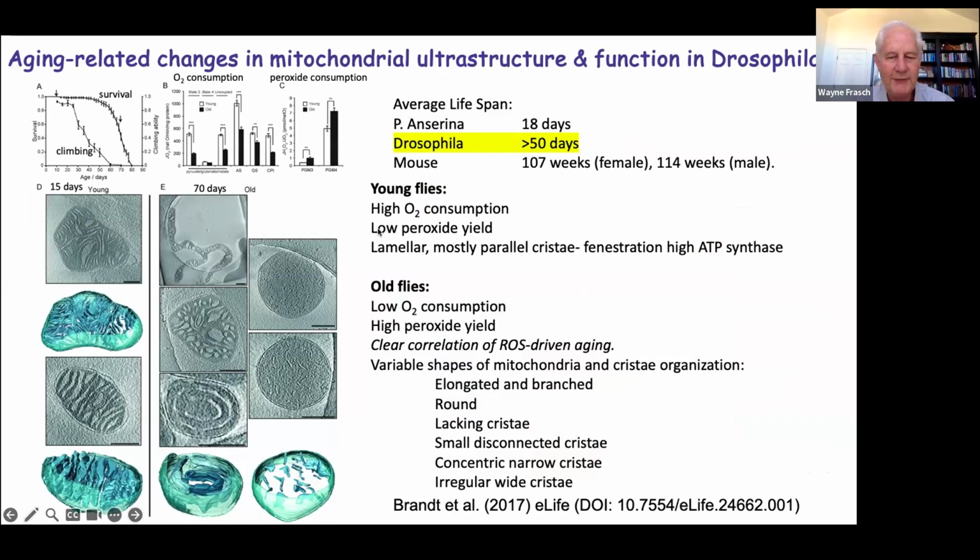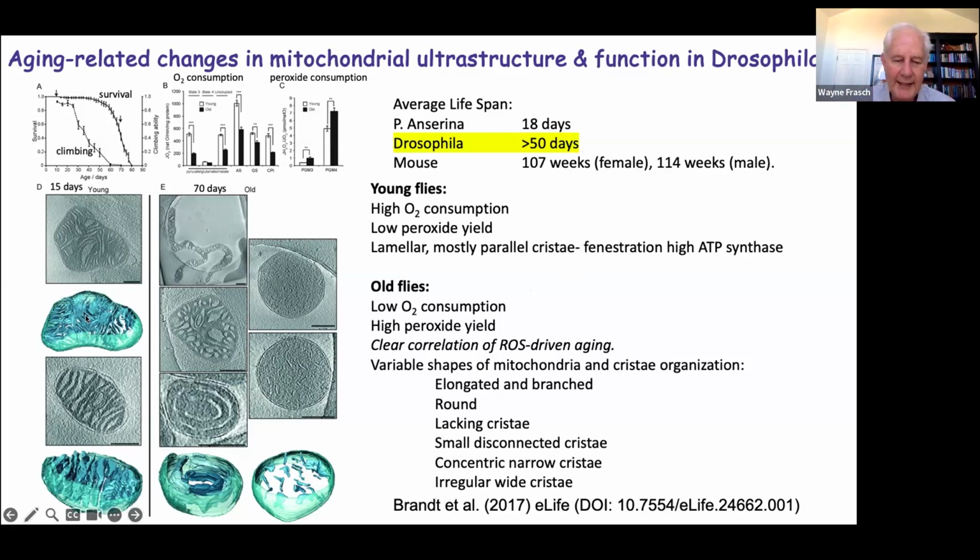And what happens? In young flies, you have high oxygen consumption, low peroxide yield. And you can measure this by looking at the amount of catalase that is produced by the cell to consume the hydrogen peroxide. And there's also other enzymes that will try to get rid of the ROS that get formed. And so you can look at the expression levels of those. At the very beginning, you have lamellar, tightly bound lamellar cristae, and where you have a good bit of fenestration.